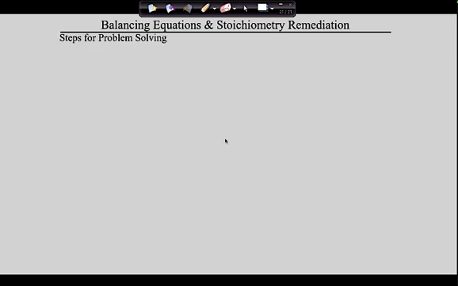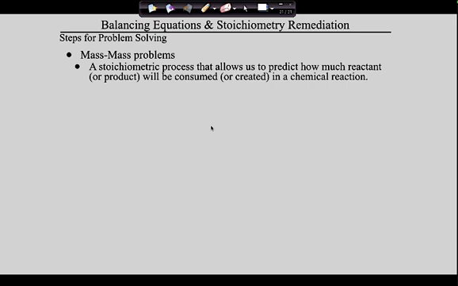And so we're ready to start talking about what are called mass-mass problems. Mass-mass problems are problems that rely on what's called a stoichiometric ratio. Stoichiometric ratios are simply the coefficients from balanced equations. But what a mass-mass problem allows us to do is predict how much reactant or product will be consumed or created in a chemical reaction.